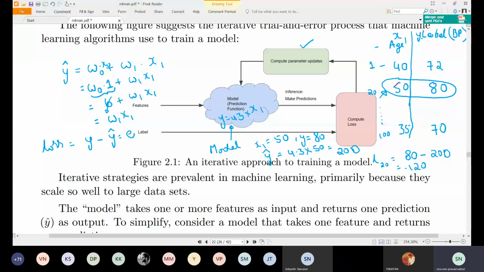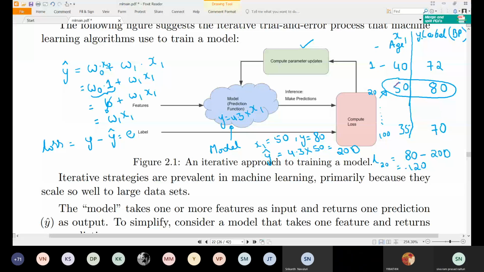Okay, in case of root mean square error, what you will do? You will raise the error to the power 2, and calculate the square root. So that is the RMS value for one example.